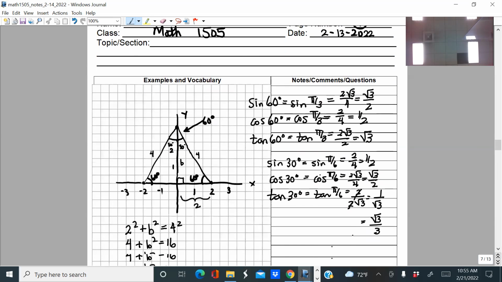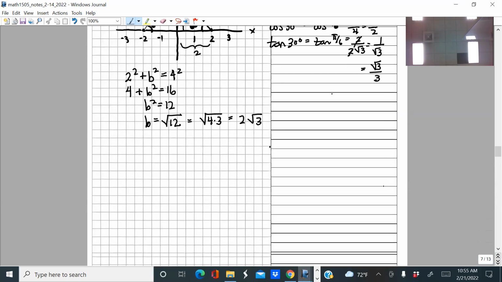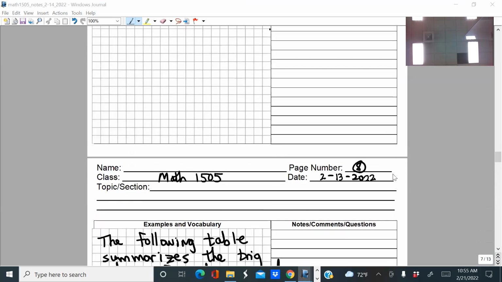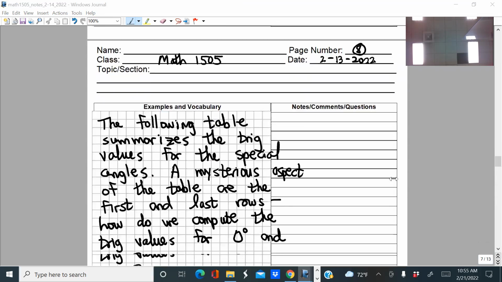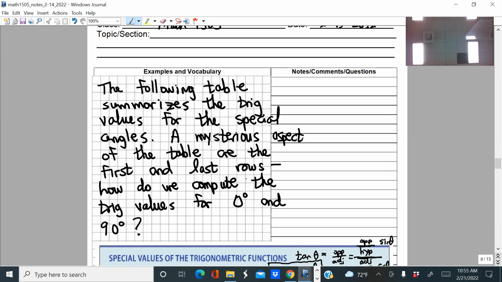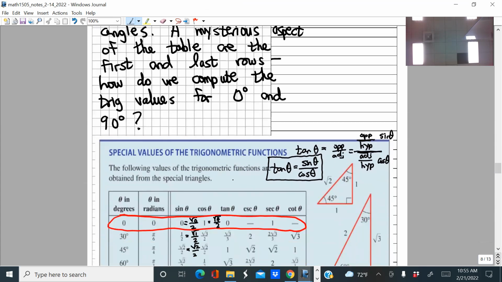The hypotenuses, let me scroll down here. The hypotenuses in this complex fraction will cancel. These two hypotenuse values will cancel, and you'll just get opposite over adjacent. But what's opposite over hypotenuse? It's sine. What's adjacent over hypotenuse? It's cosine. So tangent is always sine divided by cosine.